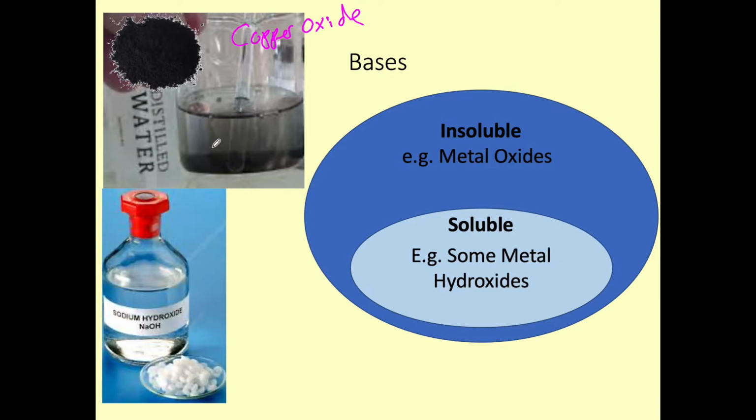So examples of some bases, we have our copper oxide example up here, and you can see that it hasn't been able to dissolve in the water. Whereas our sodium hydroxide here starts off as a white solid, but you can see clearly that it has been able to dissolve in water to form a colourless solution. So our soluble alkalis are typically metal hydroxides, whereas our insoluble bases, so our bases which are not alkalis, are typically metal oxides.